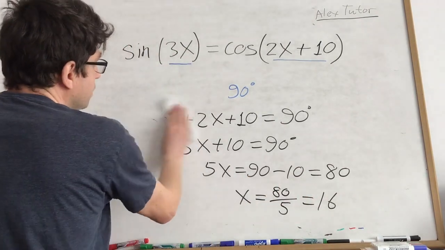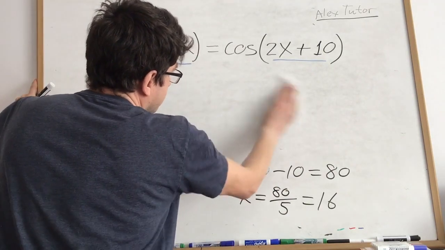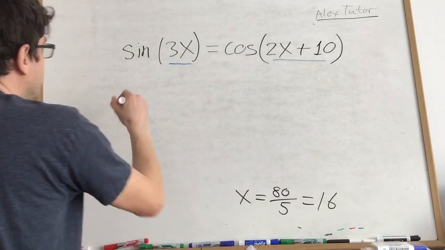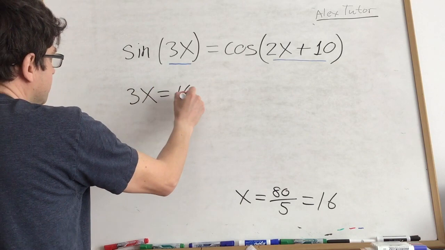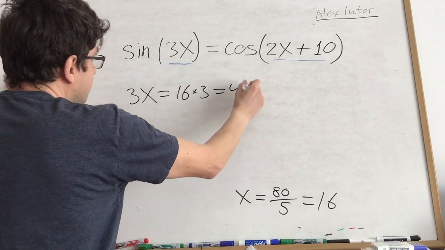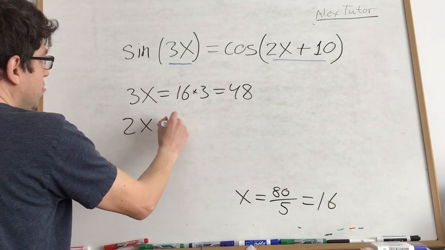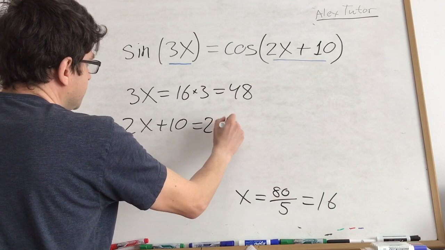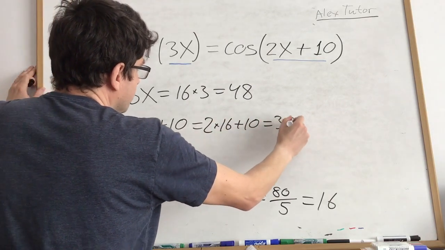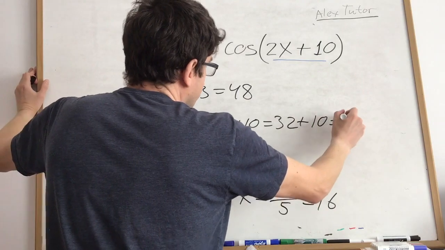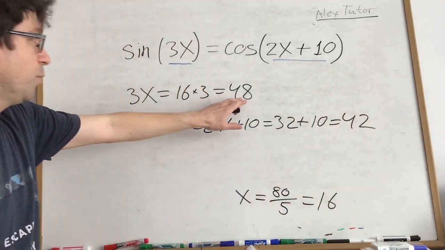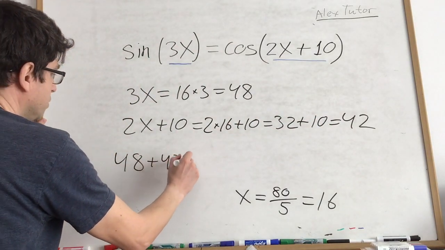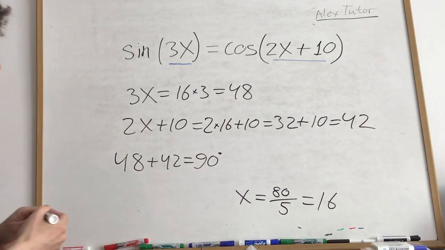So x equals 16. So 3x equals 16 times 3, which is 48. And 2x plus 10, which is this angle, equals 2 times 16 plus 10, which is 32 plus 10, which is 42. And 48 plus 42 is 90. 48 plus 42 equals 90 degrees. Yes.